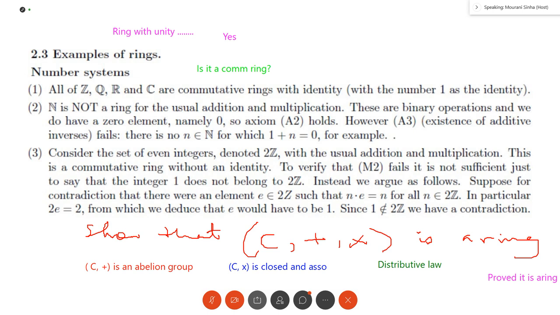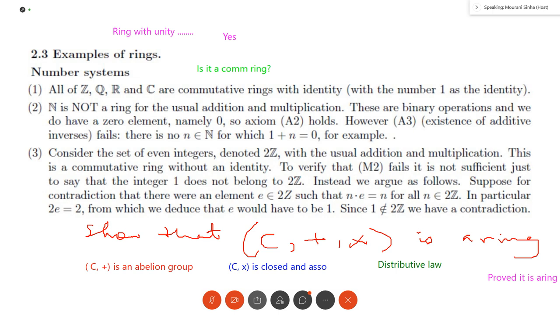So you can see here the examples of ring, that is very important. All of Z, Q, R, C are commutative rings with identity. Here the identity means 1, which is the multiplicative identity. The set of natural numbers N is not a ring for the usual addition and multiplication, because the additive identity is 0 and 0 does not belong to the set of natural numbers.